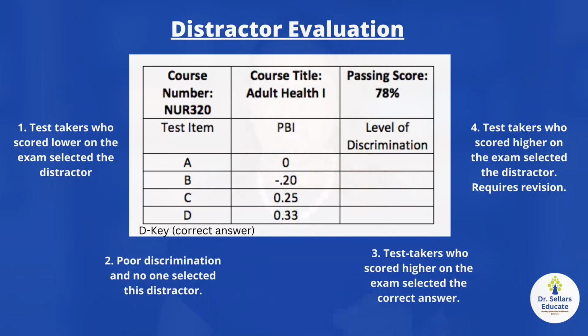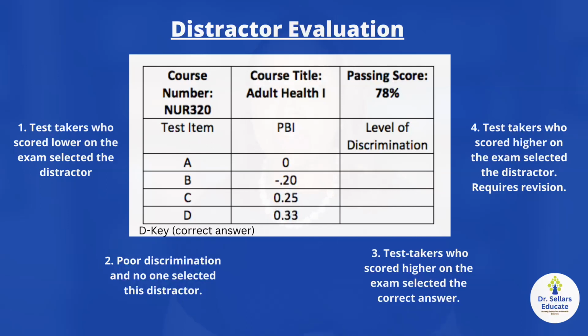What we have here is just a snapshot of a Nursing 320 Adult Health 1 course and the specific distractors and the measures associated with the discrimination, which is known as our point biserial index, between each of the options. So we know the correct option or the correct answer is D, and we can see the point biserial index is 0.33, and then for the incorrect option of C, it is positive 0.25.